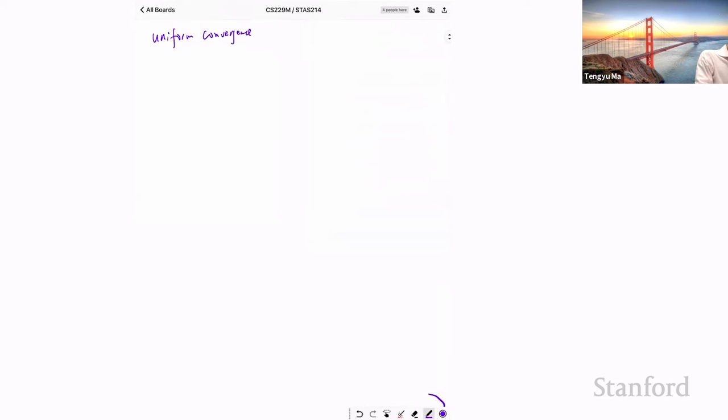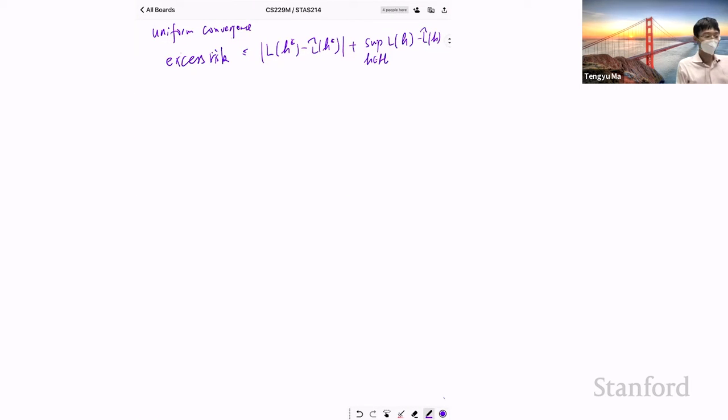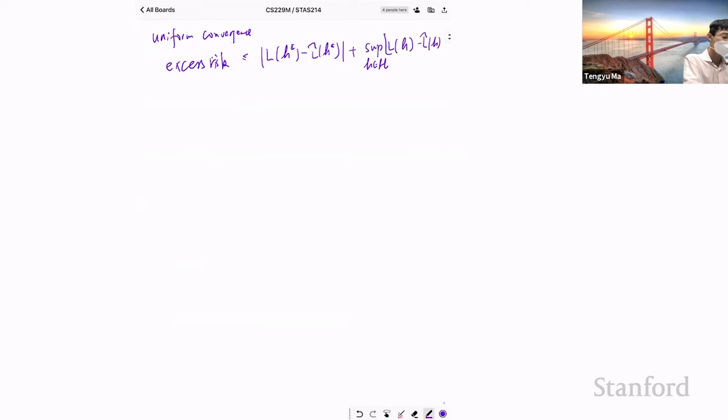For example, the first thing we had is that the excess risk is bounded by this uniform convergence. We basically care about something like the sup of the differences. We have shown that the excess risk is bounded by something like L(H*) minus L-hat(H*) plus sup of L(H) minus L-hat(H), where H is capital H. And we have used this to get certain kinds of uniform convergence results.